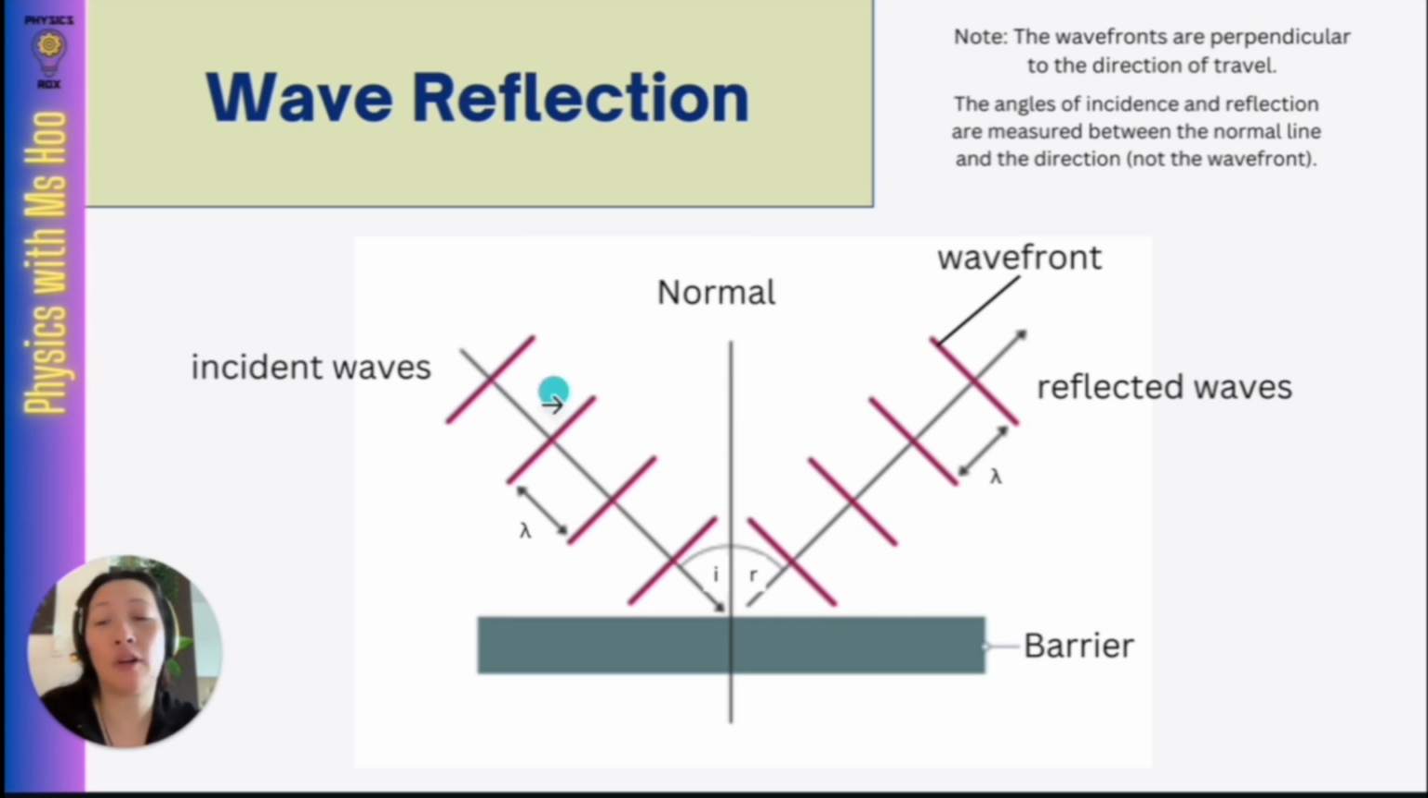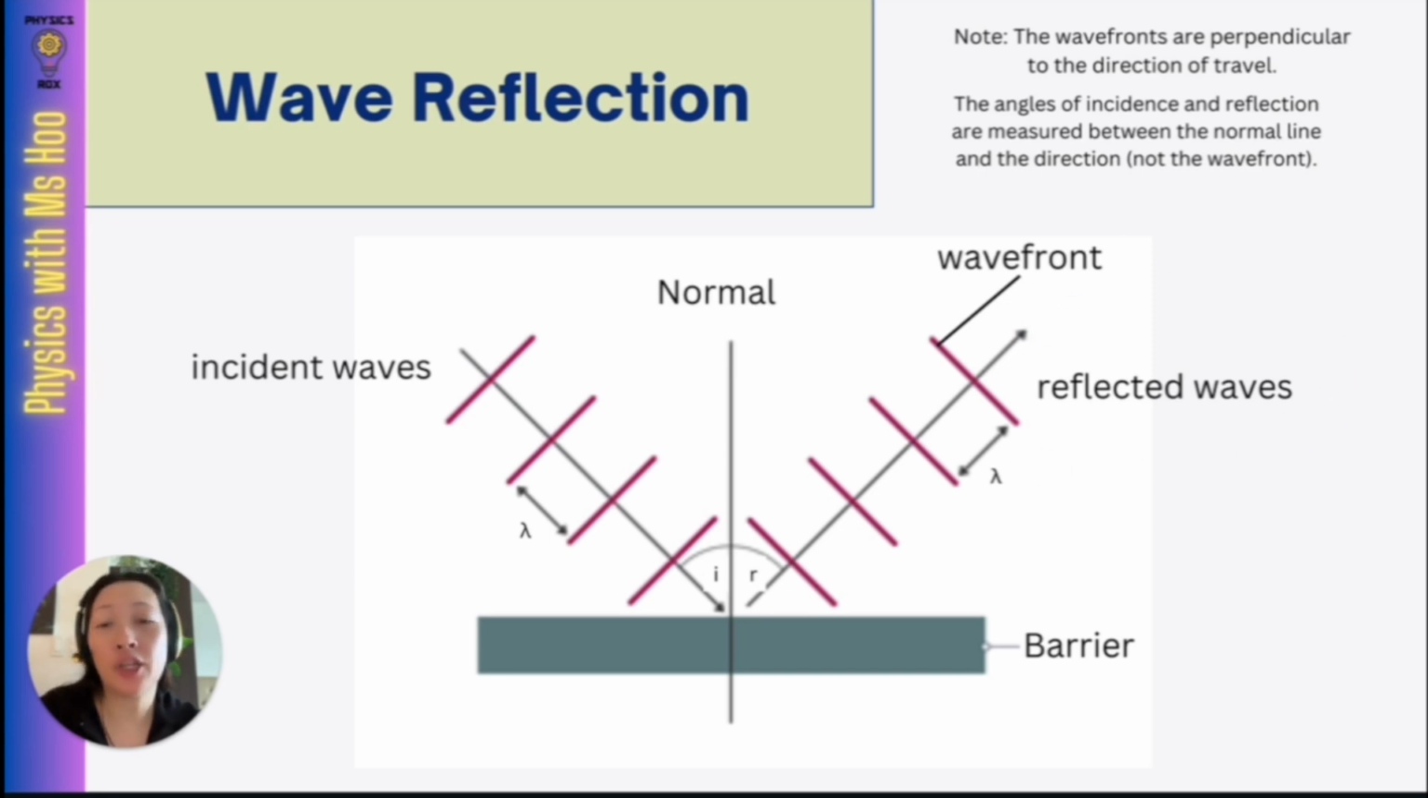To help you understand this diagram better, let's think of it as representing water waves. Each of these red lines represents the wave fronts of the water waves. The water waves are traveling towards a barrier, and they will be reflected off the barrier. The waves that are coming from the source are known as incident waves, while the waves that are reflected off the barrier are known as reflected waves.